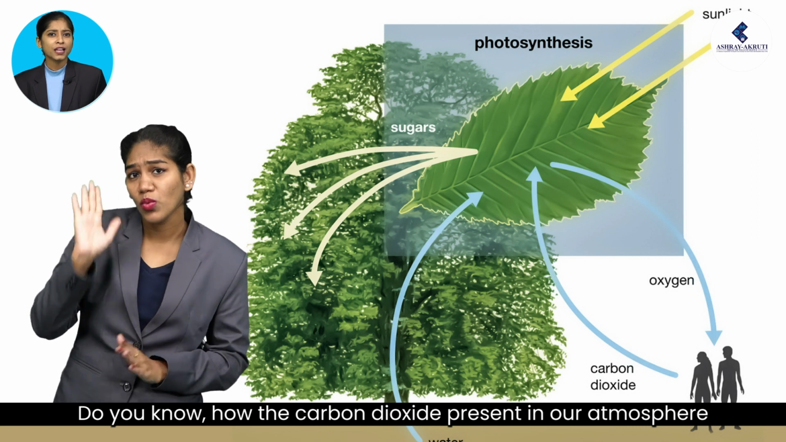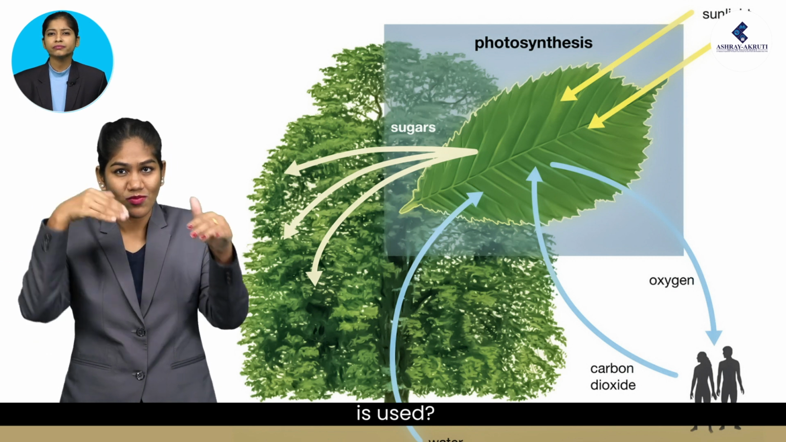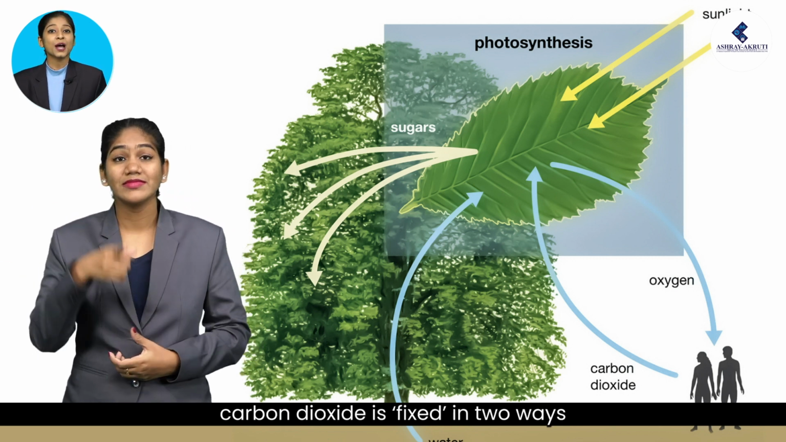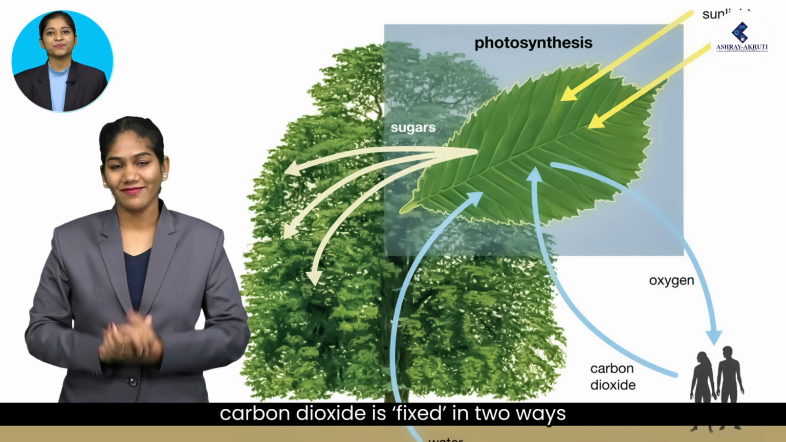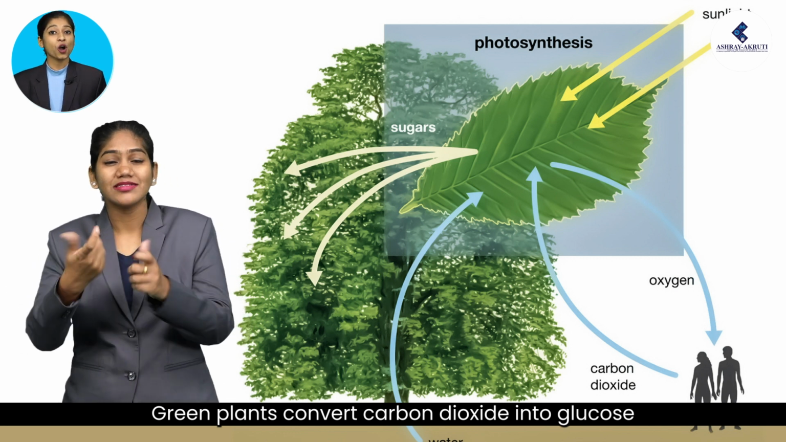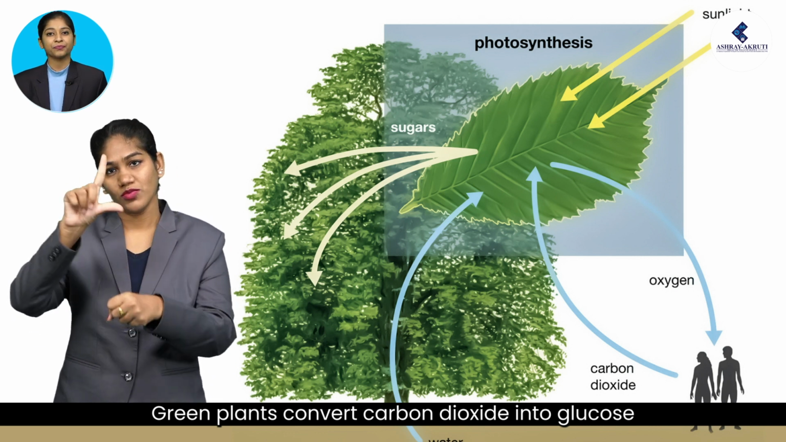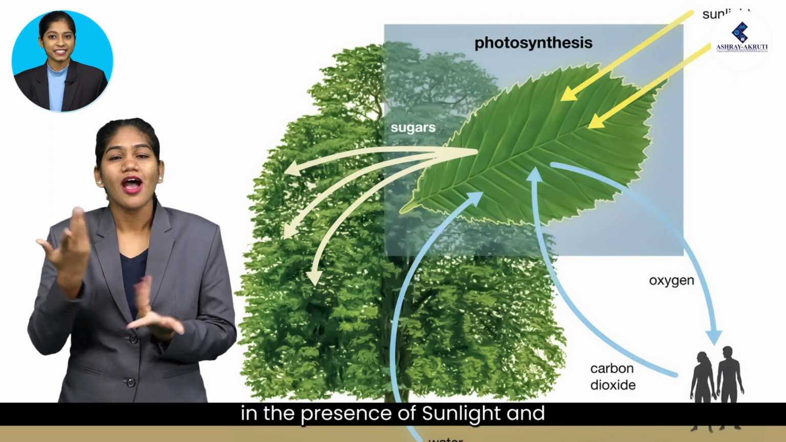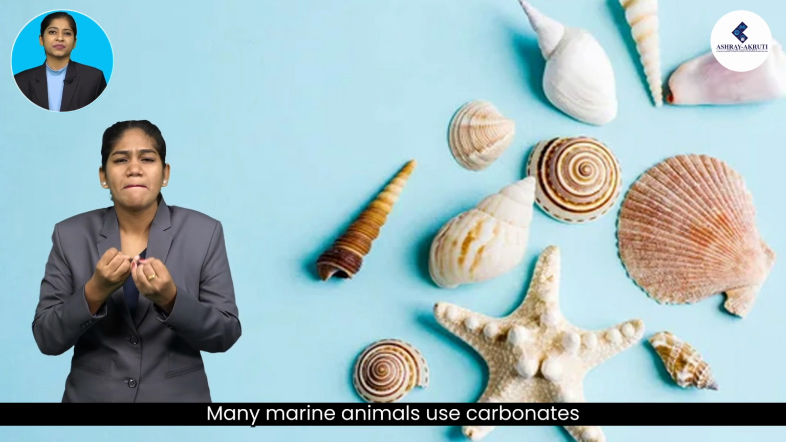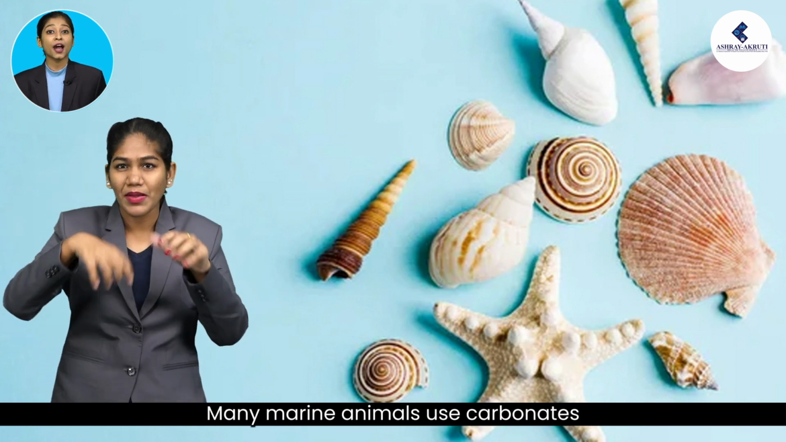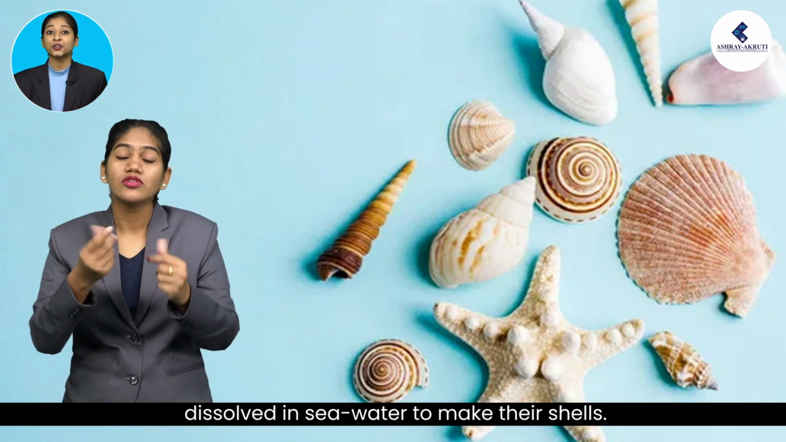Do you know how the carbon dioxide present in our atmosphere is used? Carbon dioxide is fixed in two ways. Green plants convert carbon dioxide into glucose in the presence of sunlight, and many marine animals use carbonates dissolved in seawater to make their shells.